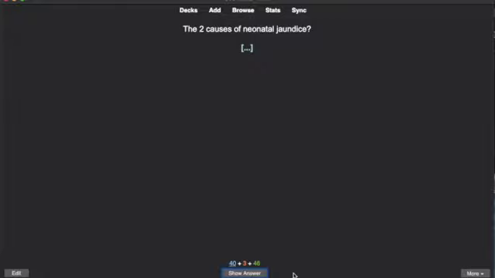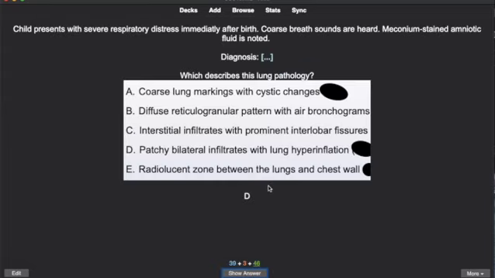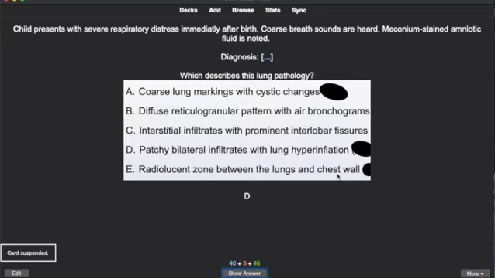The 2 causes of neonatal jaundice. There's a bunch, actually. There's more than 2. Yeah. Actually, I'm going to get rid of that card. It's not a good one. Let's get out of there. Let's suspend that card. Never see it again.